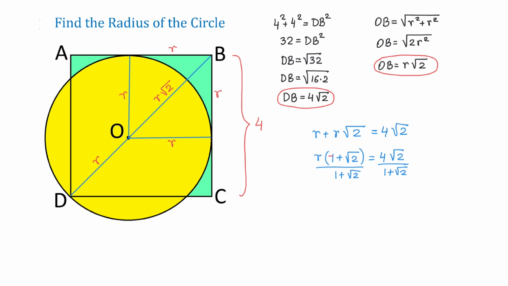Then on the left side, 1 plus square root of 2 will cancel, and r equals 4 square root of 2 over 1 plus square root of 2, and this is approximately 2.3 units. So we found the radius, and now the problem is completed.